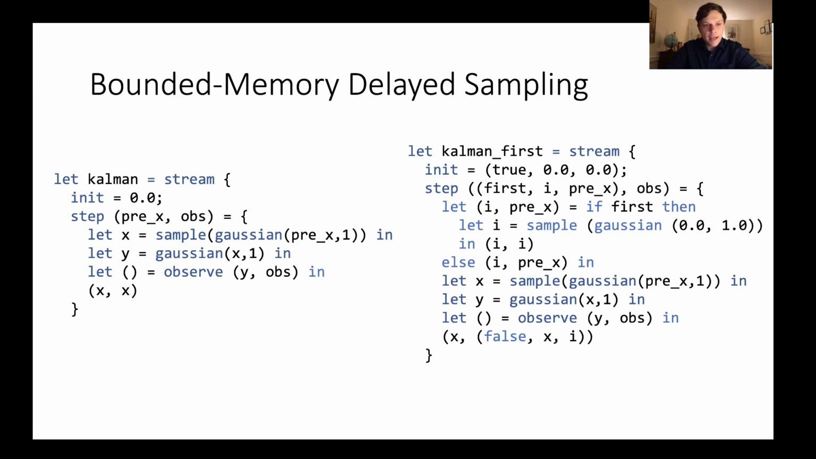So I've gone ahead and modified this column filter example to this new program on the right. I don't expect you to read this new program. I just want to note that I have changed the program state here. Whereas previously we just had this pre-x variable, now we also have this variable i. And what i is ultimately going to do is hold on to the x variable that we sampled at the initial time step, so x0. And it turns out that if you do this, it results in this program not executing in bounded memory.